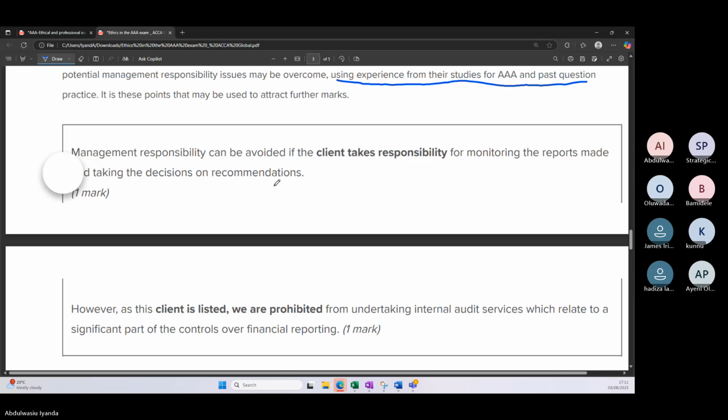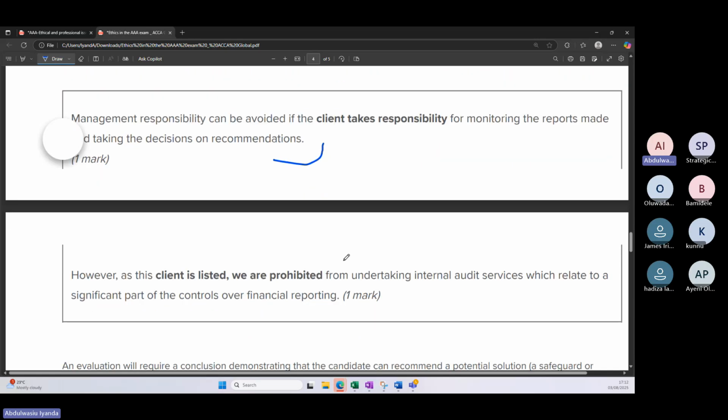But this particular point, the one the examiner gives 1 mark: management responsibility can be avoided if the client takes responsibility for monitoring the report made and taking decisions on the recommendation. But this particular last paragraph now, that's all.